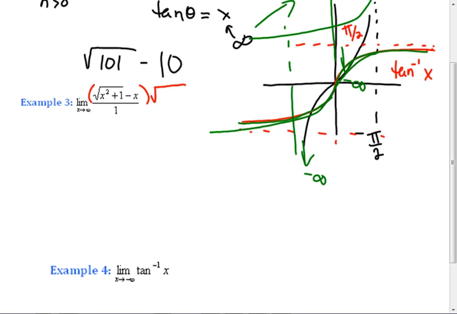I just want to change the form a little bit. This is a trick. Remember doing this? Oh, it's not hard.